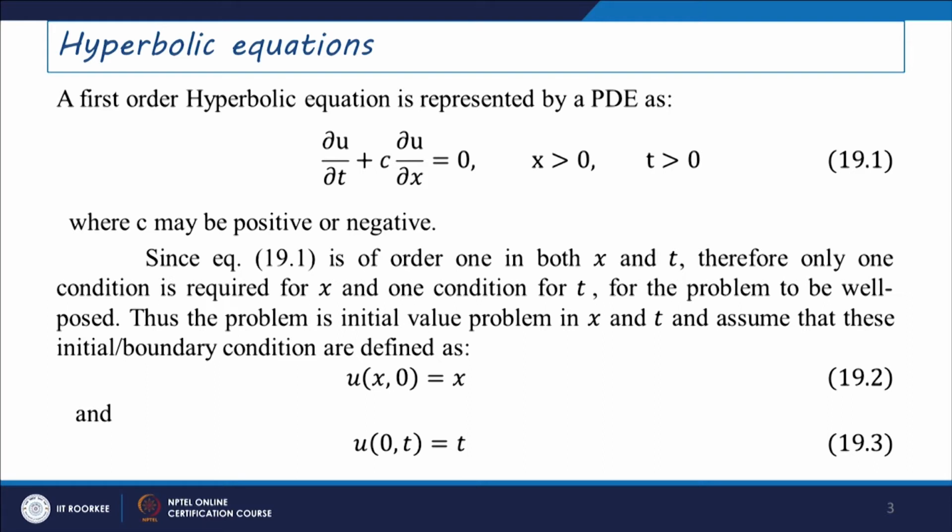If we consider this as an initial value problem in x and t, we have to assume that we will have an initial condition and a boundary condition. The initial condition is prescribed as u of x, 0 equals f of x, and the boundary condition is prescribed as u of 0, t equals g of t.